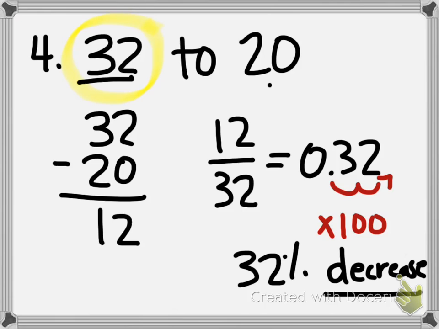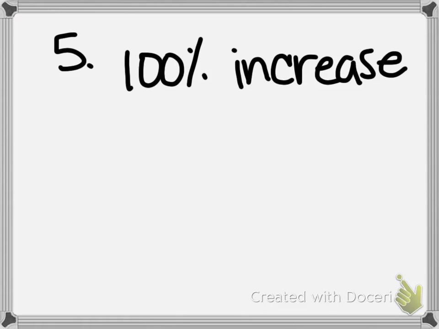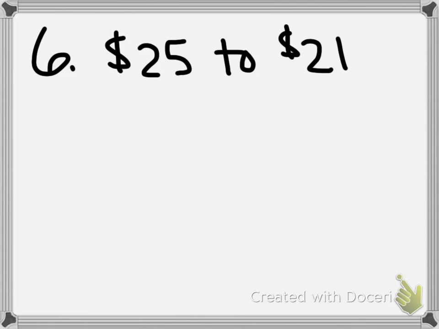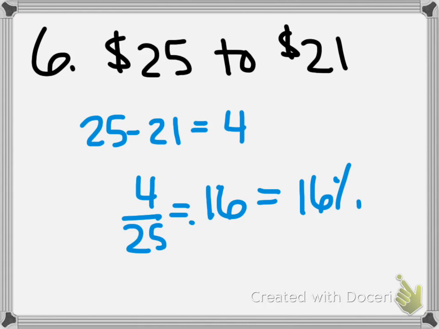Okay, I'd like you to try number 5 on your own and check your answer. Okay, for number 5, you should have gotten 100% increase. Excellent. Number 6, on a sale, a skirt was reduced from $25 to $21. Find the percent of decrease. I'd like you to take a moment to find the percent of decrease. Okay, you should have found that the percent of decrease was 16%. Let's move on to number 7.